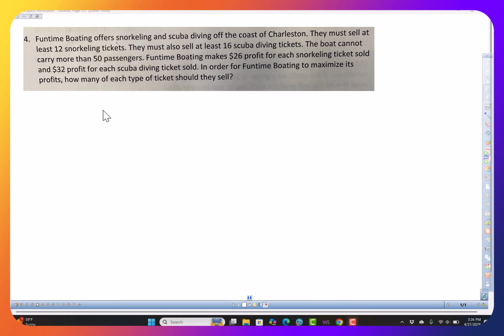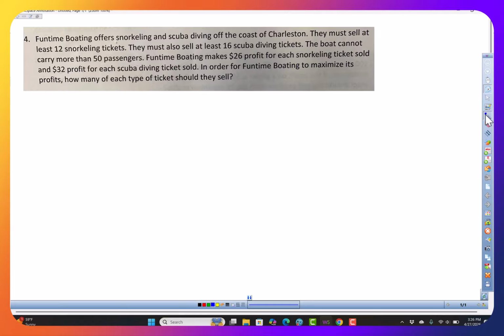Okay, here's another linear programming problem. Funtime Boating offers snorkeling and scuba diving off the coast of Charleston. They must sell at least 12 snorkeling tickets. They must also sell at least 16 scuba diving tickets. The boat cannot carry more than 50 passengers. Funtime Boating makes $26 profit for each snorkeling ticket sold and $32 profit for each scuba diving ticket sold. In order for Funtime Boating to maximize its profits, how many of each type of ticket should they sell?